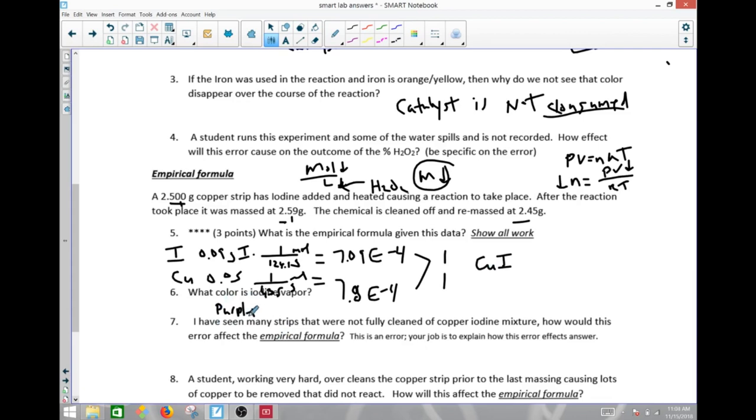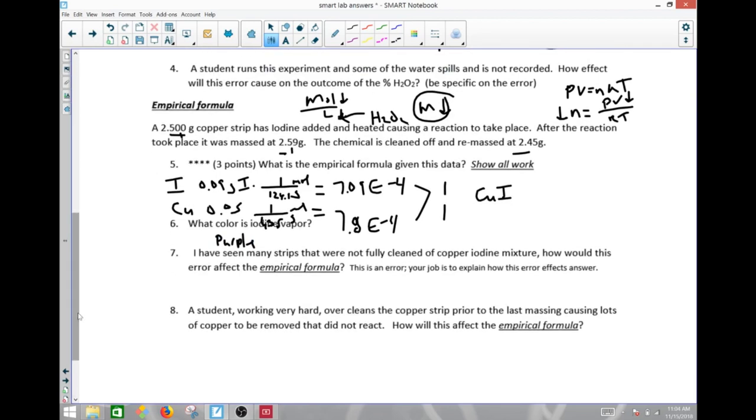You have many strips that were not fully cleaned of copper iodide mixture. How would this affect the empirical formula? This is an error; your job is to explain how it will affect the result. So we have 3 weighings here, and how we can figure this out is, which massing does the error affect? How would this affect it?